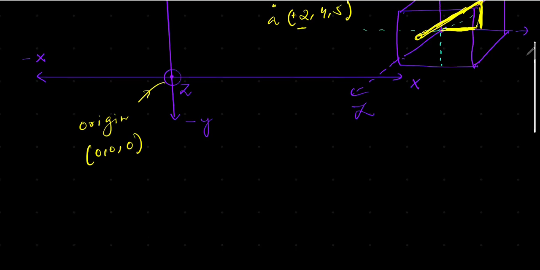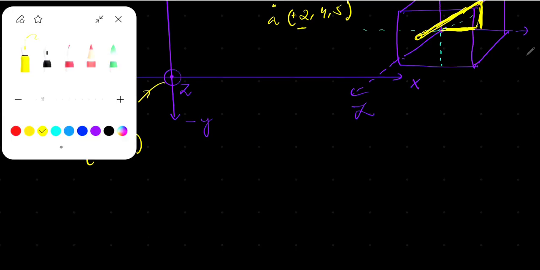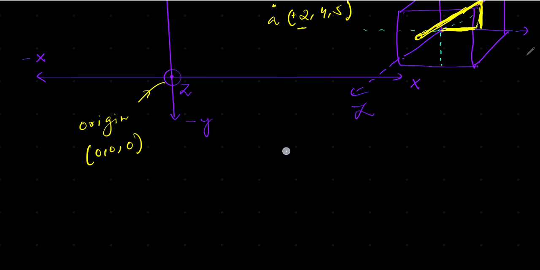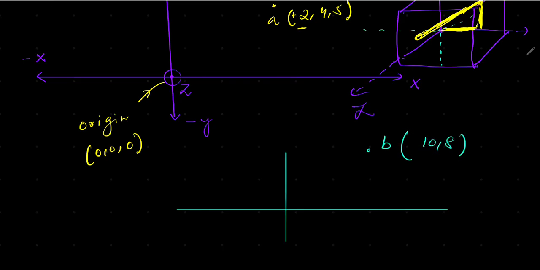Let's talk about a simpler situation. Say we have a point B whose coordinates are 10 comma 8. To reach point B you start from the origin, move 10 units along the positive x-axis, and then 8 units along the positive y-axis, and then you will reach point B. This is 10, this is 8.